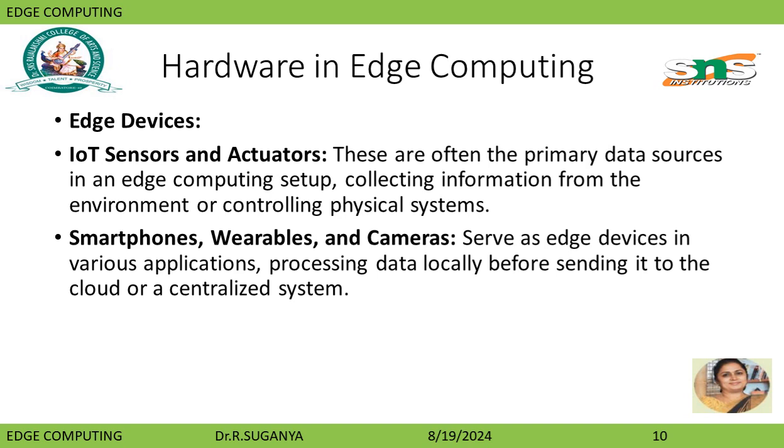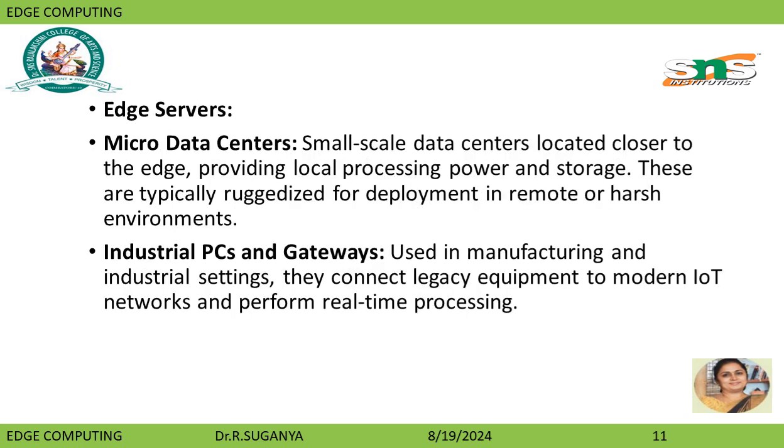Hardware in edge computing. Edge devices: IoT sensors and actuators. These are often the primary data sources in an edge computing setup, collecting information from the environment or controlling physical systems. Smartphones, wearables, and cameras serve as edge devices in various applications, processing data locally before sending it to the cloud or a centralized system. Edge servers, micro data centers: small scale data centers located closer to the edge, providing local processing power and storage.